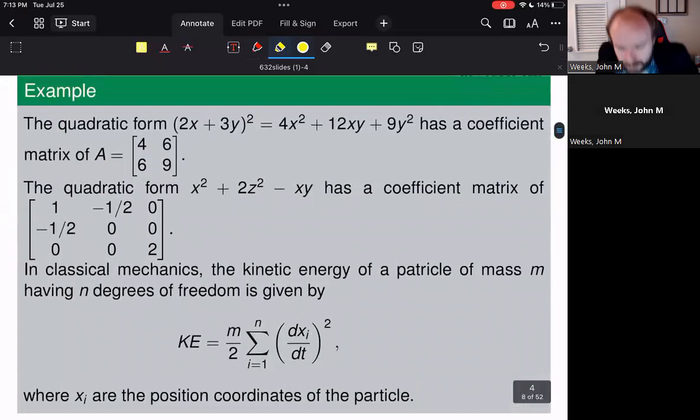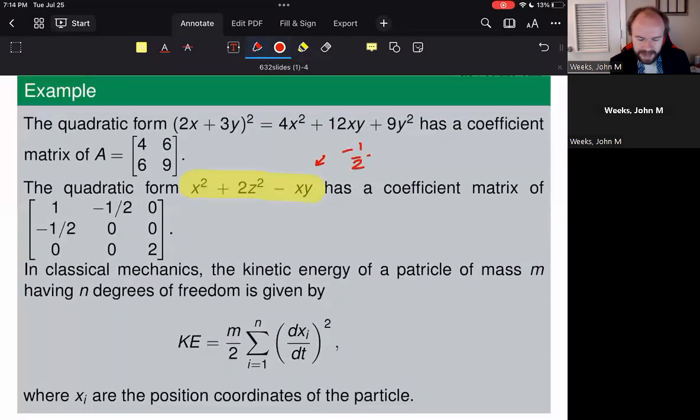So let's go back to that example and look at its coefficient matrix. We have 4, 6, 6, 9 as its coefficient matrix. We could do the same thing with the quadratic form x squared plus 2z squared minus xy and look at its coefficient matrix. Recall, we have to think of x as x1, z as x3, and y as x2, as it appears. Once we do that, we're going to break up this minus xy into minus 1/2 xy and minus 1/2 yx. When we do that, we're going to get minus 1/2 on each of these entries for this coefficient matrix.